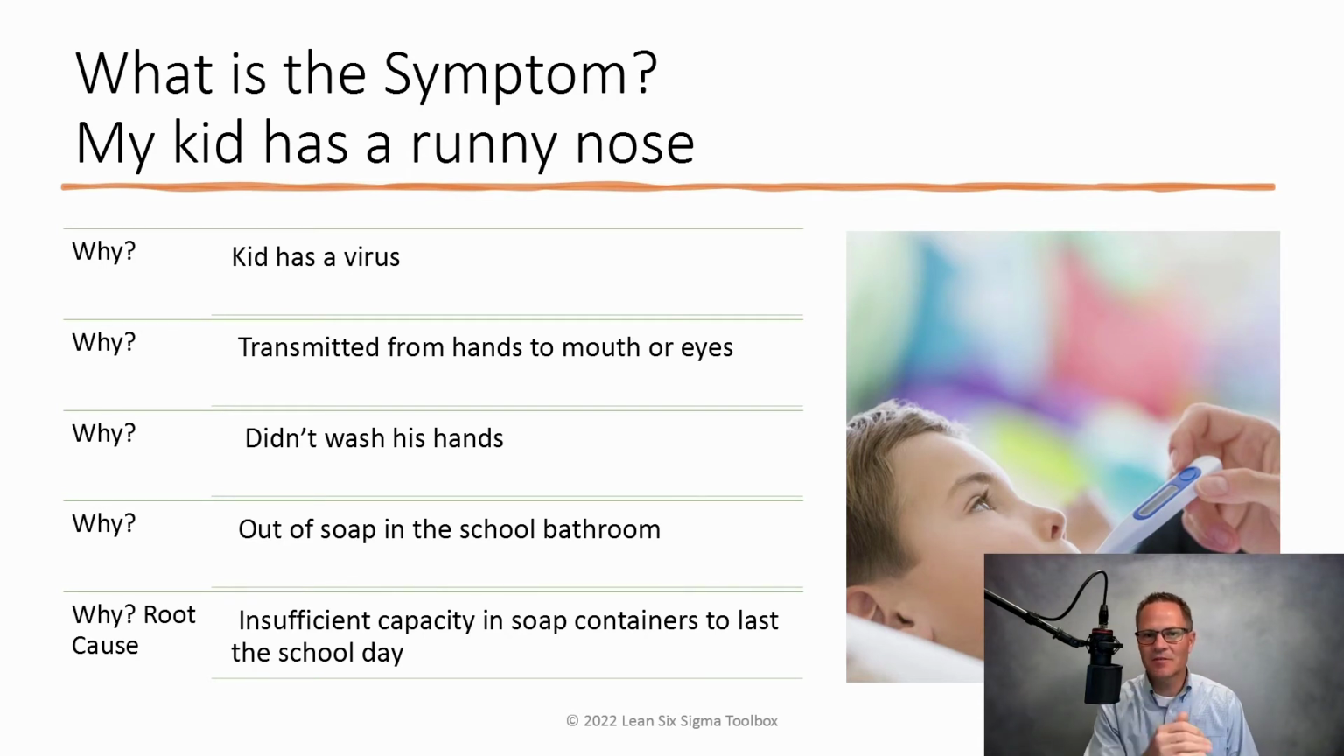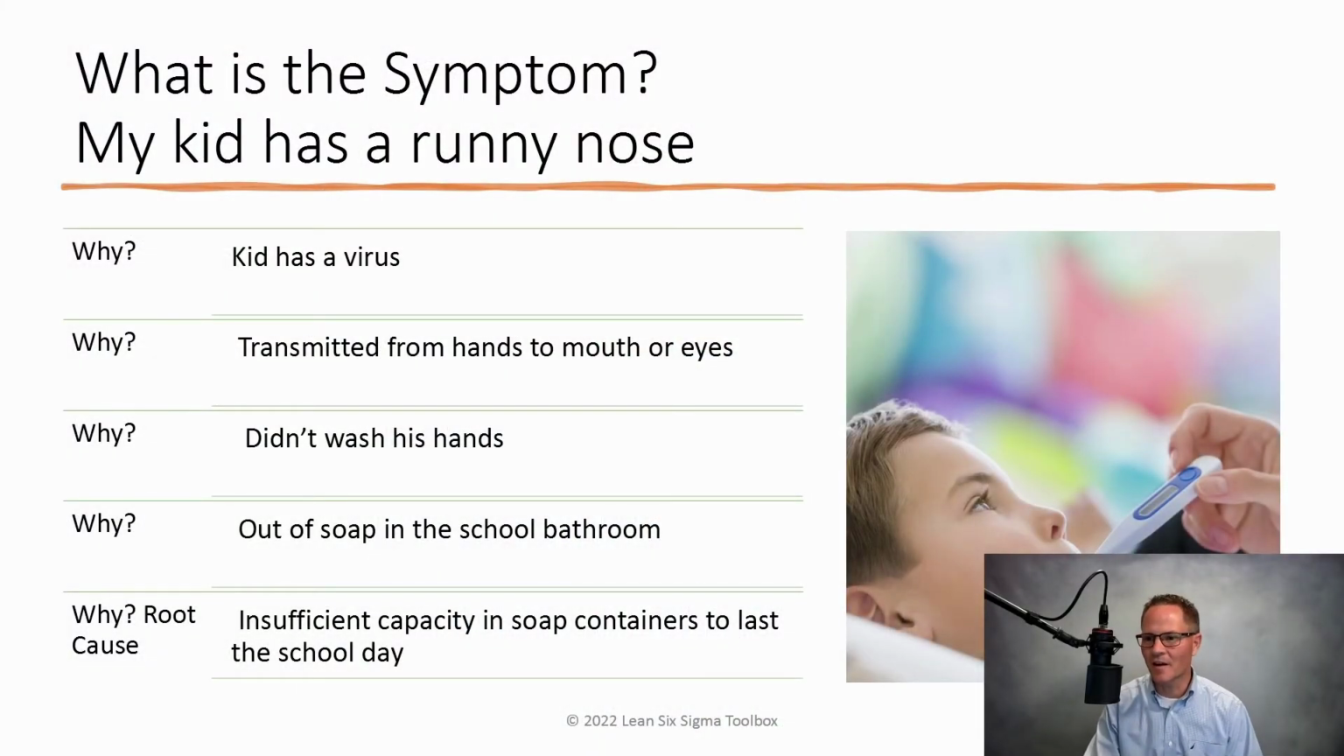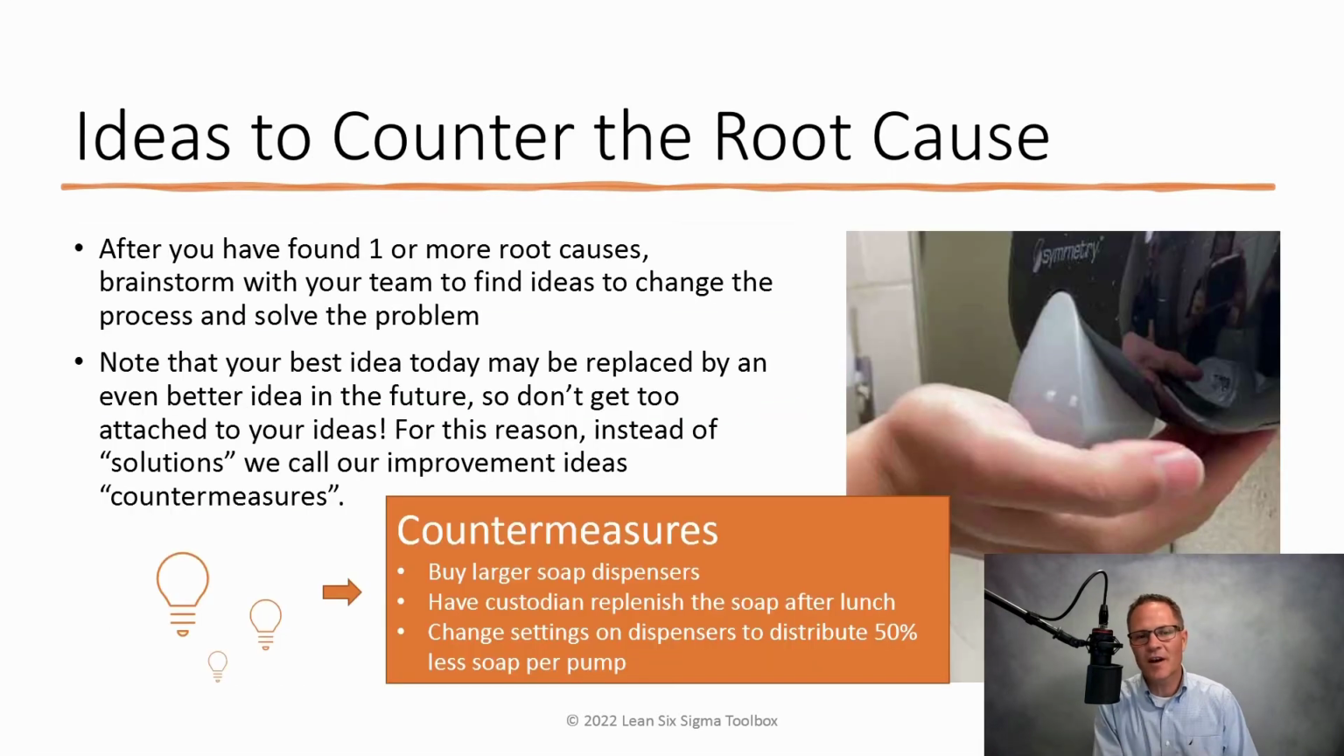So that's the level of detail we want to go to. And you can see that filling up a soap dispenser more frequently probably wasn't what you were thinking of as a solution when I was talking about my son having a fever. But in fact, that very well could be a solution to why my son is getting colds from school. So once you've gotten to a root cause, you may have multiple ideas on how to counter that root cause. We call these countermeasures. A countermeasure is just a way to maybe solve that problem that you identified in your 5 whys. And you can have multiple countermeasures.